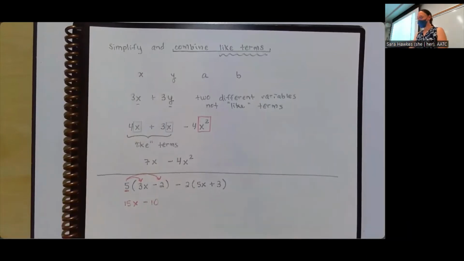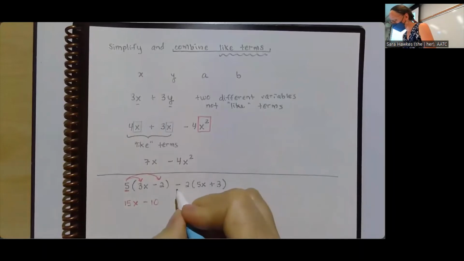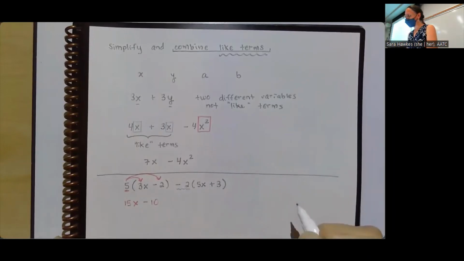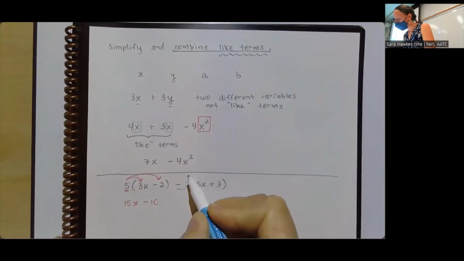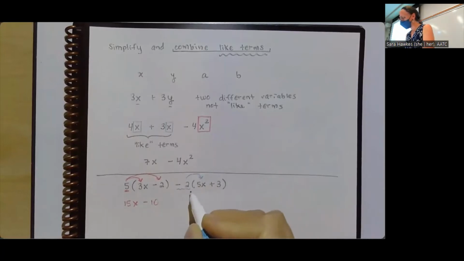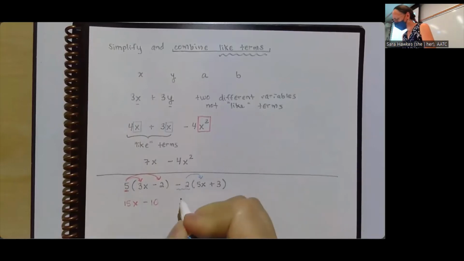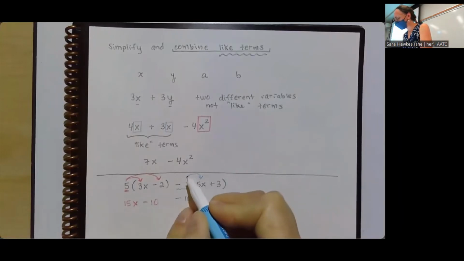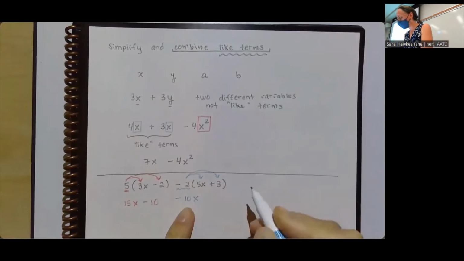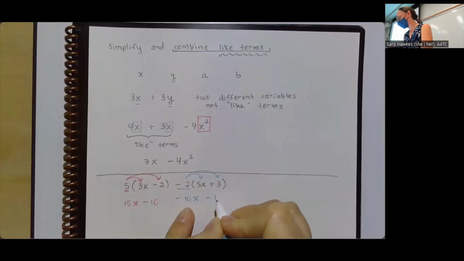When I come over here and I'm thinking about distributing that -2 in, I've got that -2. It's going to get multiplied by 5x. So I will have the blue showing up, okay? Yeah, kind of. I'm going to have -10x. And when I distribute the -2 into the 3, I'm going to have -6.